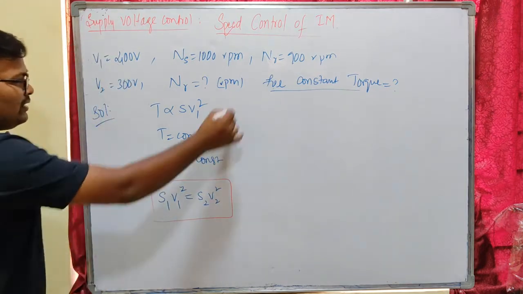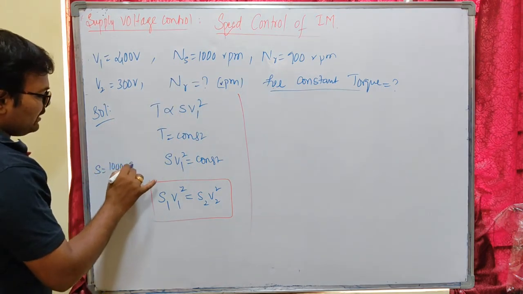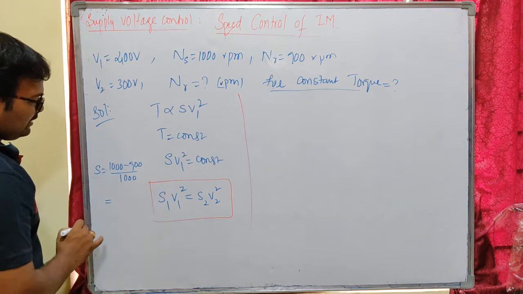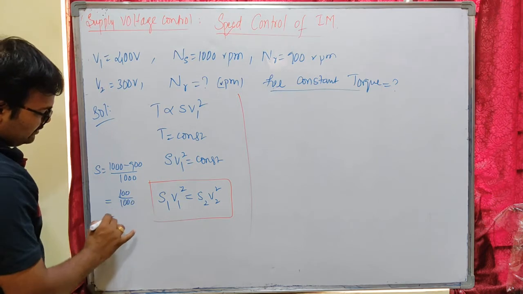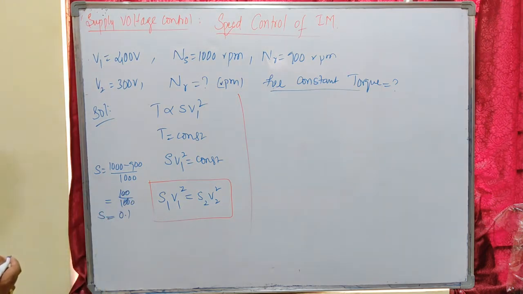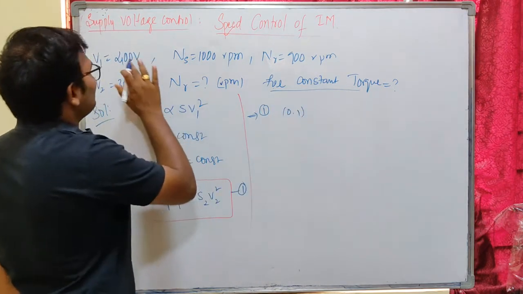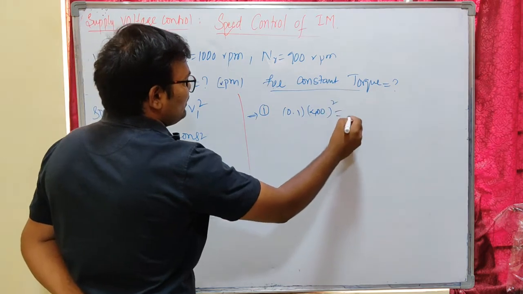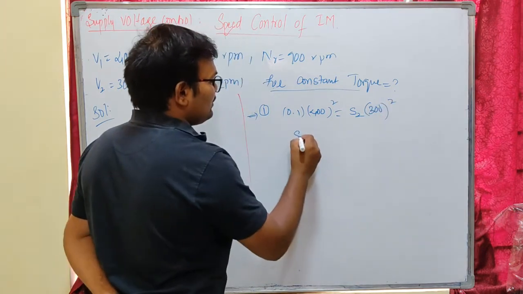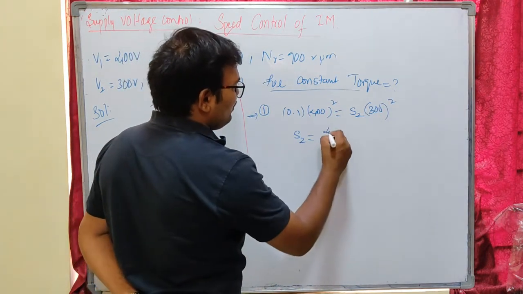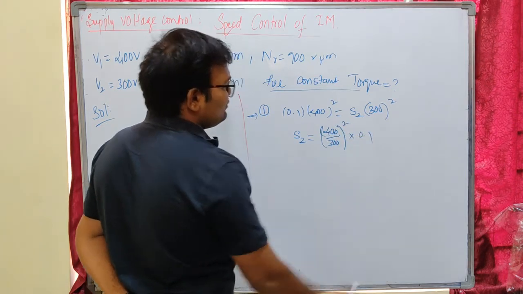So I am going to apply the values here. What is S1? Slip S equals (1000 minus 900) by 1000. So slip will be 100 by 1000, that is 0.1. From expression 1, S1 is 0.1 and voltage V1 is 400, whole square, equal to S2, which is unknown, and voltage V2 is 300 volts. So you can find out the slip S2. That will be (400 by 300) whole square into 0.1. So this is my new slip.